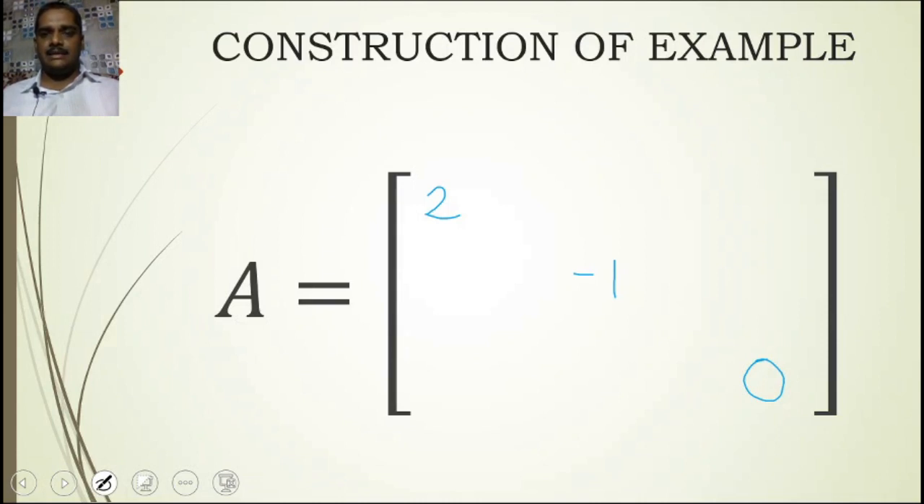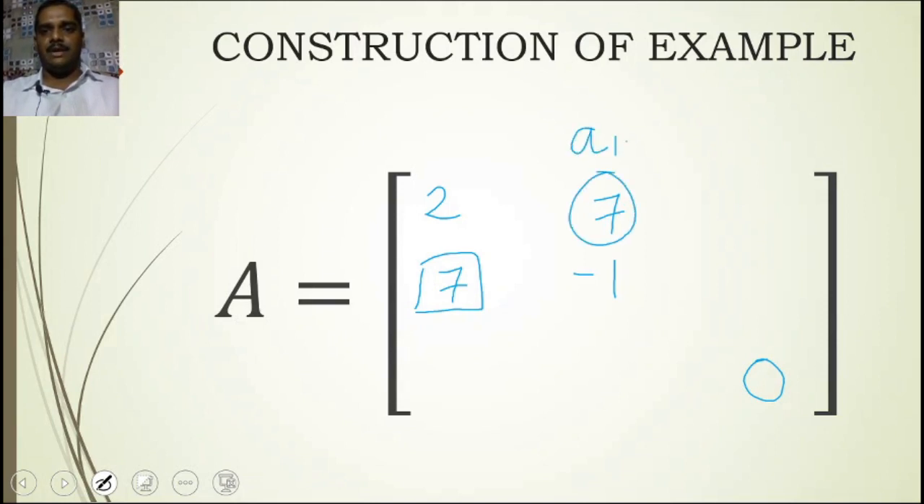And after that, what do I have to do? I have to put cross diagonal entries the same. So suppose I put 7 here. The cross diagonal entry of this 7 is this element. So I'm going to put 7 over here. How am I getting this? This element is nothing but a12, which will equal a21, and this is nothing but a21.